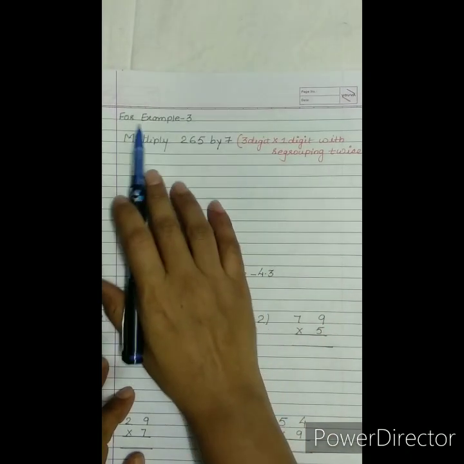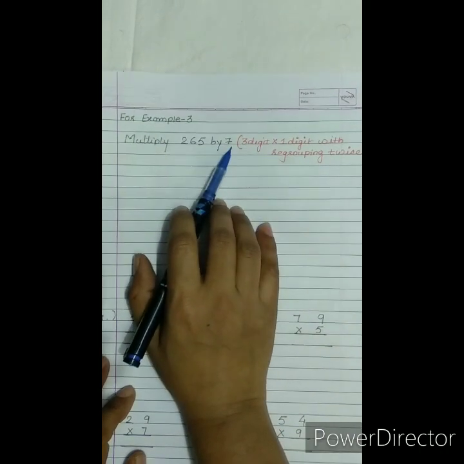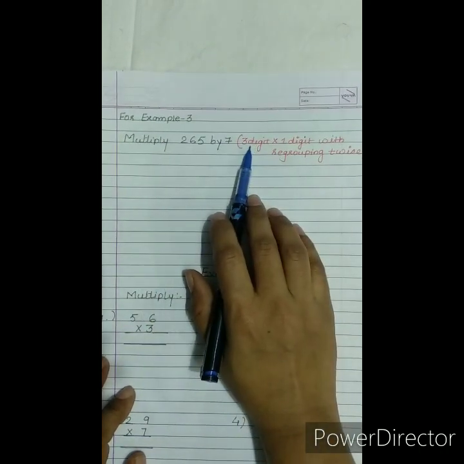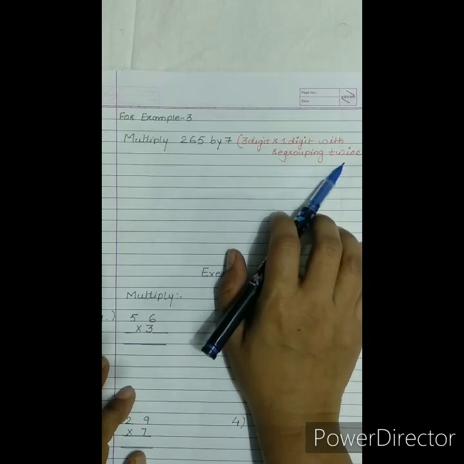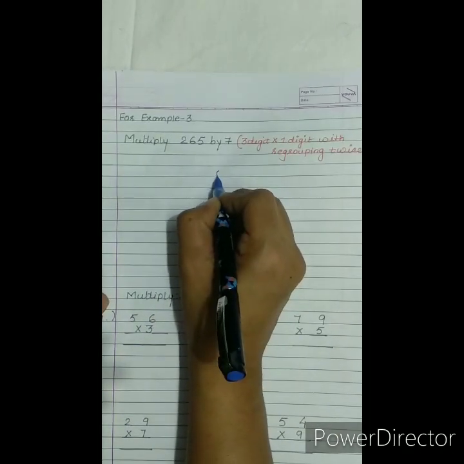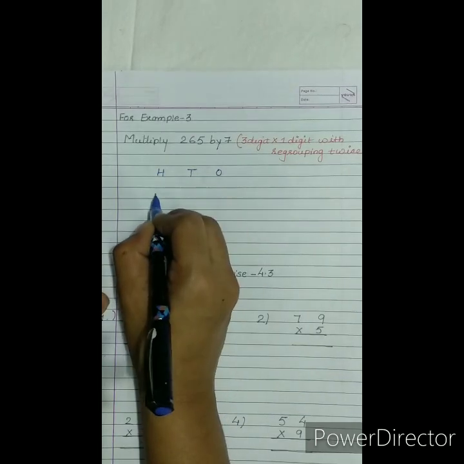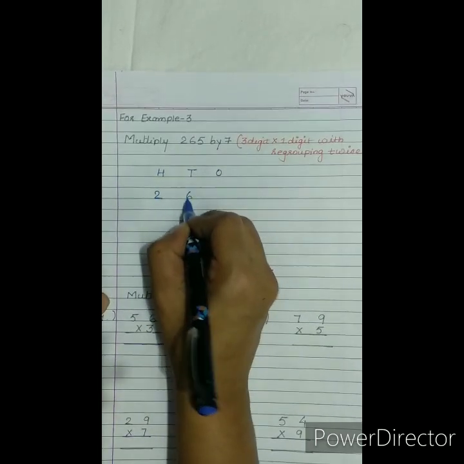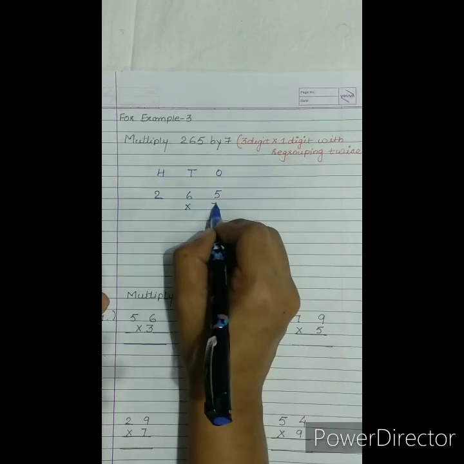Next is example 3. Multiply 265 by 7. In this question we will learn how to multiply 3 digit by 1 digit with regrouping twice. So let's see here. Again we will write first ones, tens, hundreds. The number is 265. I have to multiply this number by 7.